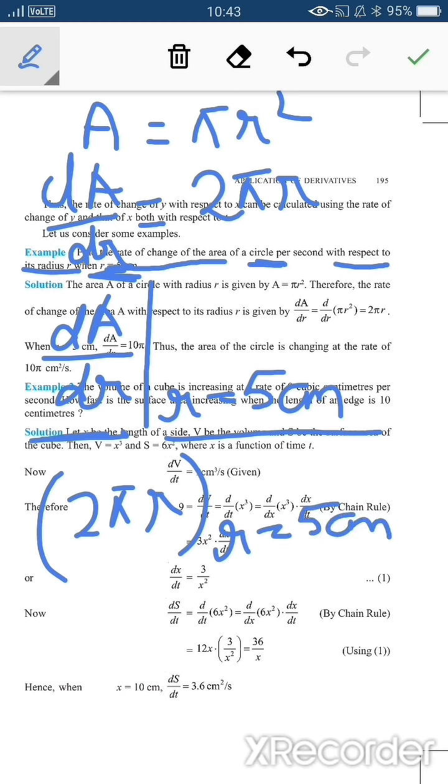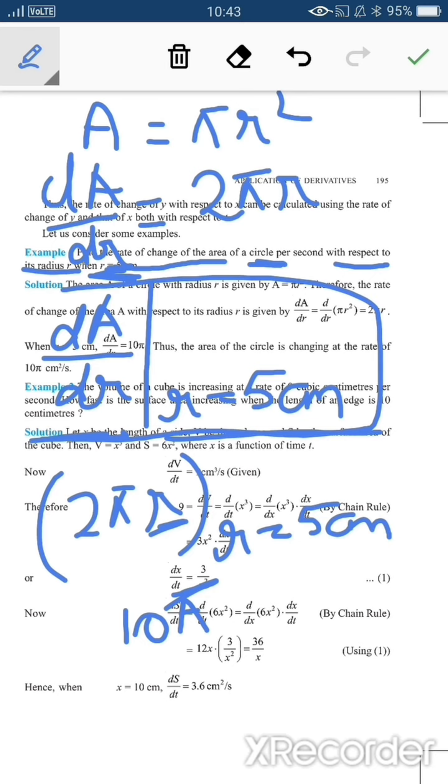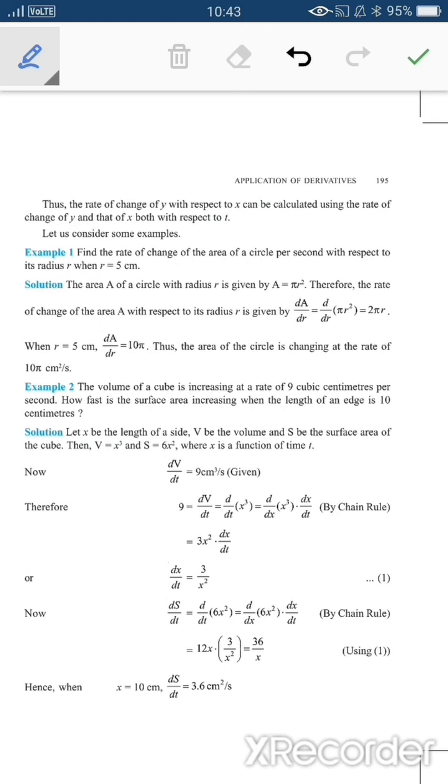Now you will put the value 5. 5 2s are 10. So it will be equal to 10 pi. Right? So rate of change of area with respect to radius at radius equal to 5 centimeter is 10 pi. This is your answer, right? So isn't it easy? Yes, it is easy.